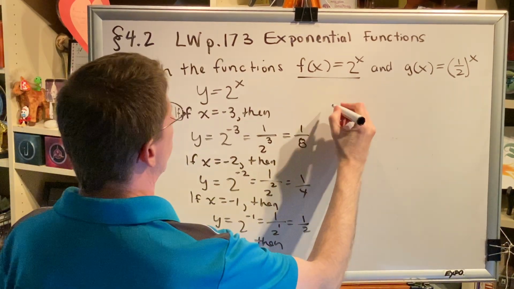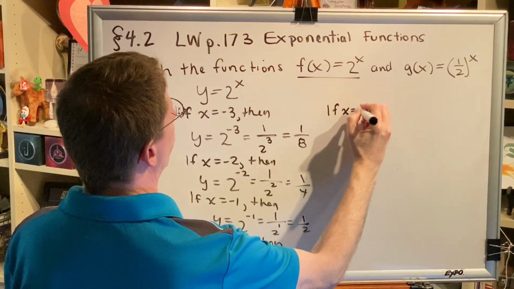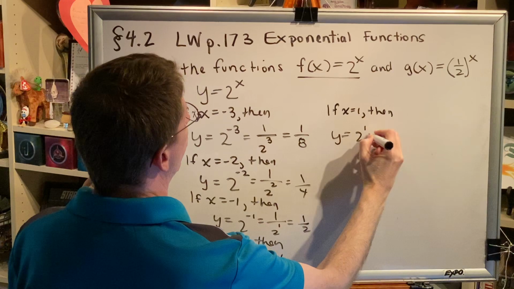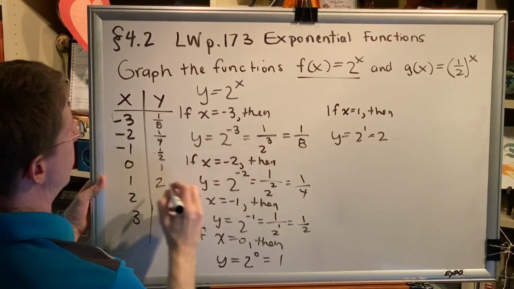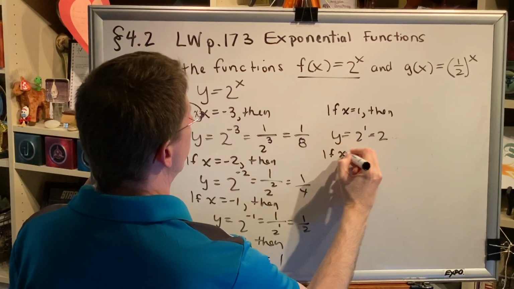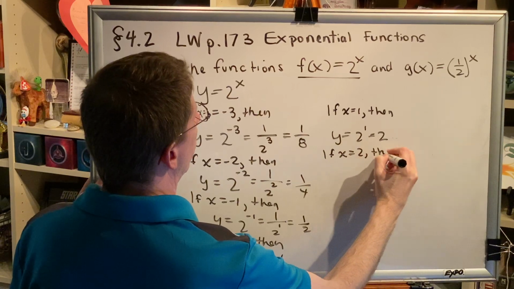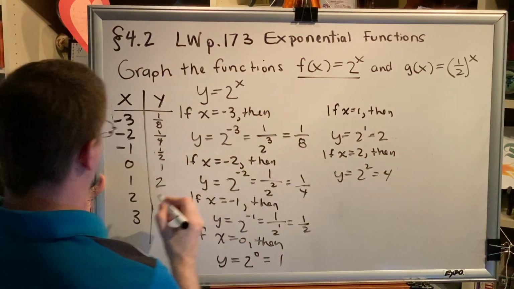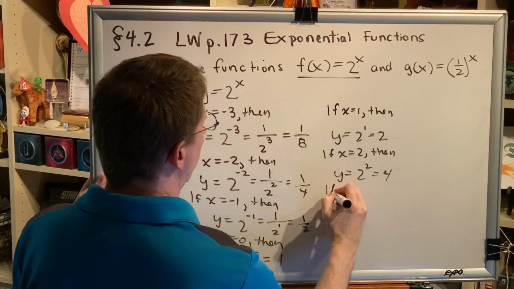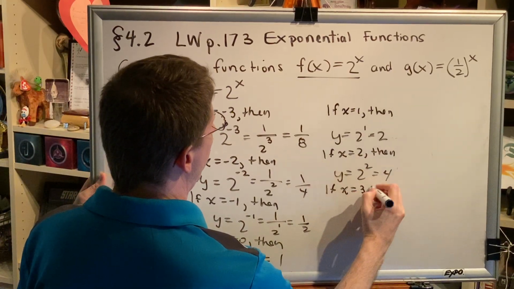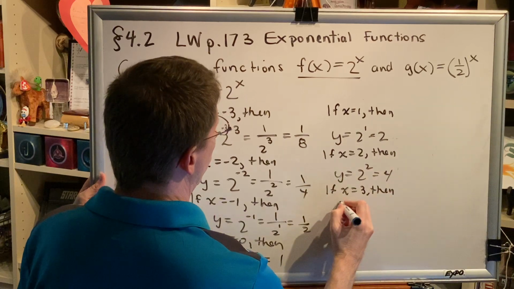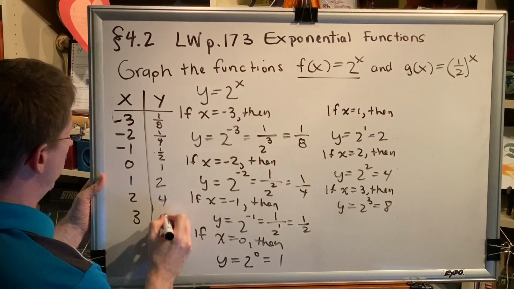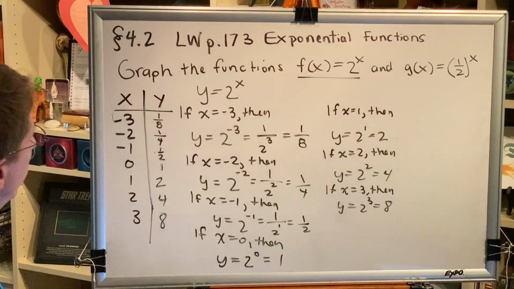All right, let's proceed. If x equals 1, then y equals 2 to the 1, which is 2. That's easy. If x equals 2, then y equals 2 to the 2, which is 4. Also easy. If x equals 3, then y equals 2 to the 3rd, which is 8. And now we've completed our table.